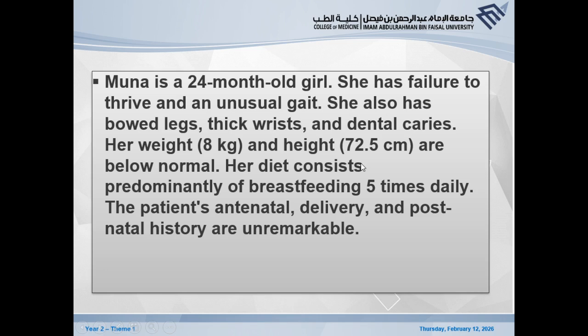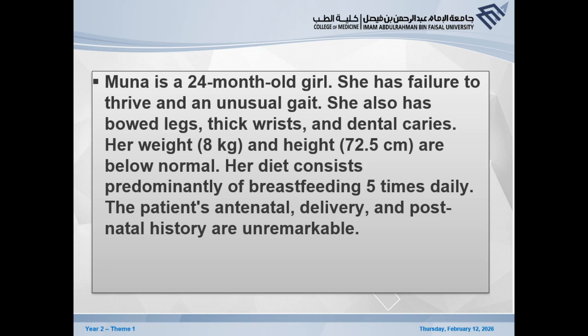They are below normal. Her diet consists predominantly of breastfeeding 5 times daily. So this is abnormal. A child who is 24 months old, almost 2 years, should be taking solid food, not predominantly breastfeed. And breastfeed is a very poor source of vitamin D. So if you get a case scenario in which there is a child 2 years old who is predominantly taking breastfeeding, that means he is suffering from vitamin D deficiency.